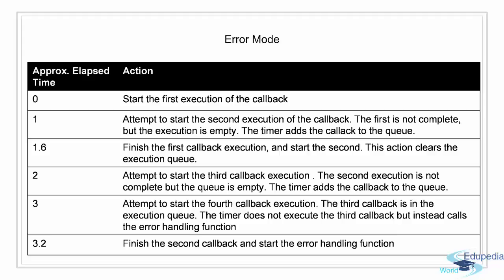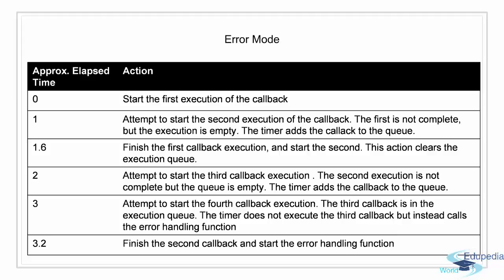At 0 seconds, the first execution of the callback will occur. As the periodicity of the timer object is 1 second, at 1 second the timer object will be invoked. It will attempt to start the second execution of the callback. As the first execution is not complete but the execution queue is empty, the second callback will be pushed to the execution queue. At 1.6 seconds, the first callback execution completes, and this starts the second callback execution. This will clear the execution queue.